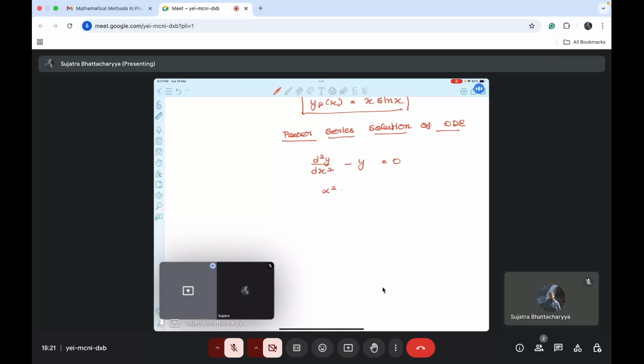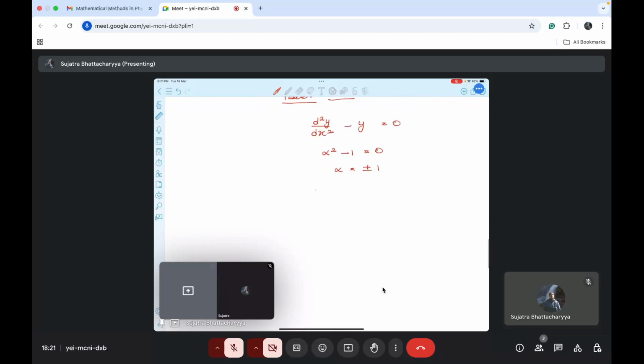It will be alpha squared minus 1, which is equal to 0. Alpha will be equal to plus or minus 1. So I can write the complementary solution as c1 e to the power x plus c2 e to the power minus x. This should be the solution. We know this. Now, for the power series solution, you have e to the power x and e to the power minus x.